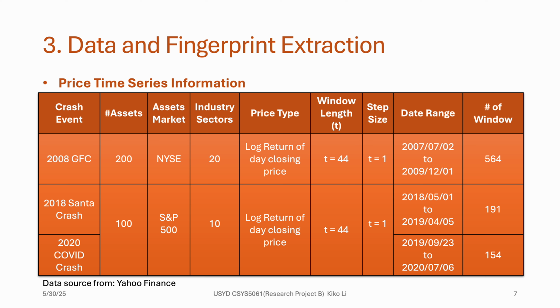In each case, we compute log returns over a sliding window of 44 trading days, advancing 1 day at a time. That gave us 564 windows for the 2008 period, 101 for 2018 to 2019, and 154 windows for 2019 to 2020, covering the time of the market crash from the beginning to the end. Those windows form the basis of extracting our high-dimensional fingerprints on every asset before building the minimal spanning trees.